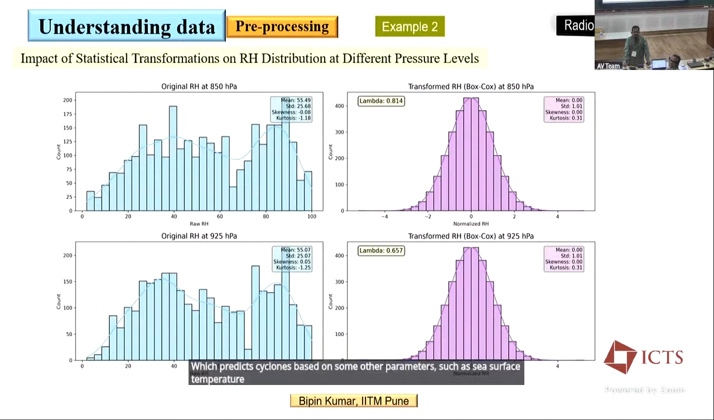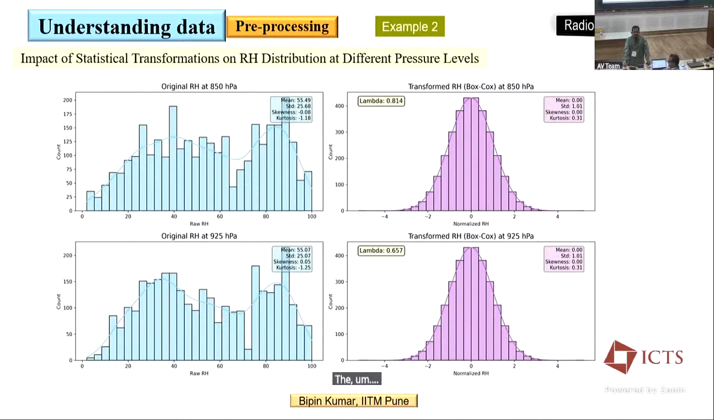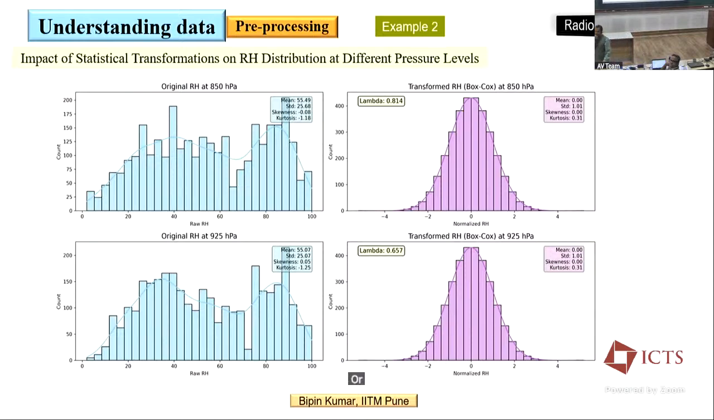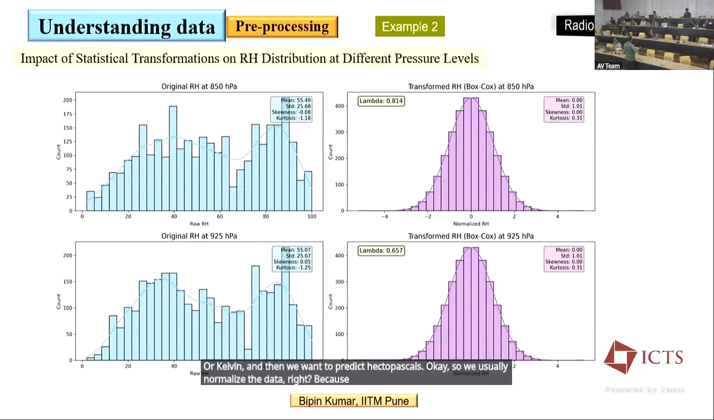So it will predict the sea level pressure, SLP, in hectopascals. We are giving the model sea surface temperature, which is in Celsius or Kelvin, and then we want to predict hectopascals. So we usually normalize the data, right? Because they are in different units, you have to normalize it.